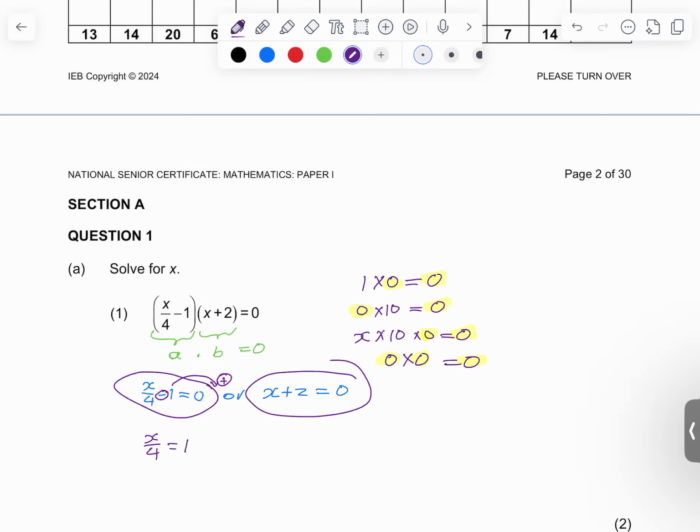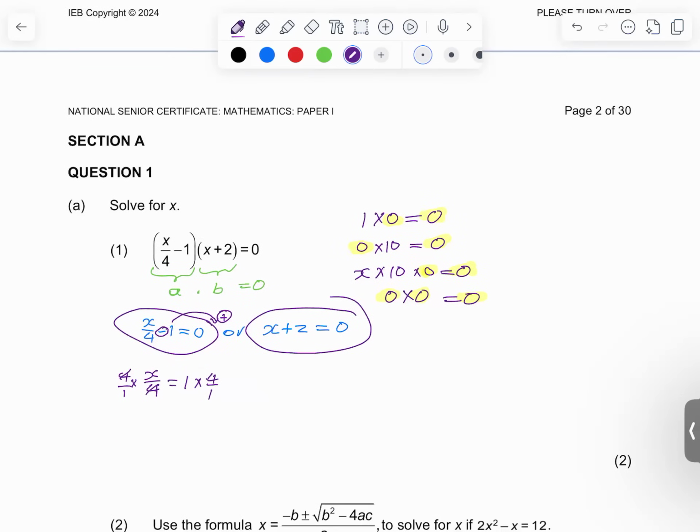And then to simplify this, you will simply multiply both sides by the denominator of 4, because we don't want it. So I will multiply both sides by 4 over 1. On the left-hand side, the 4's will cross each other out. By now you should know that, so I won't go through it thoroughly. So you will end up having x equals 1 multiplied by 4, which equals 4.